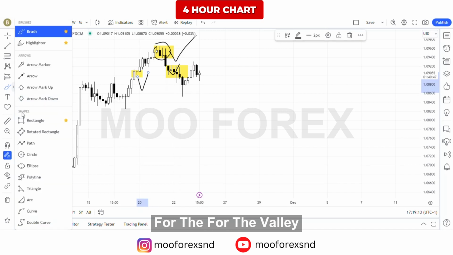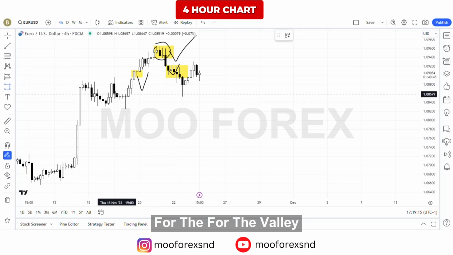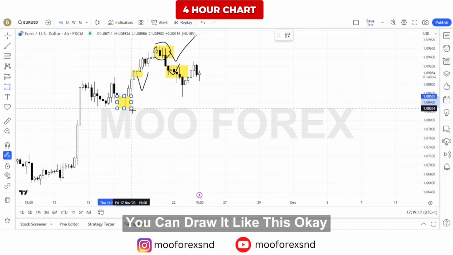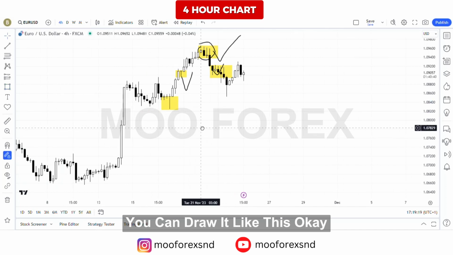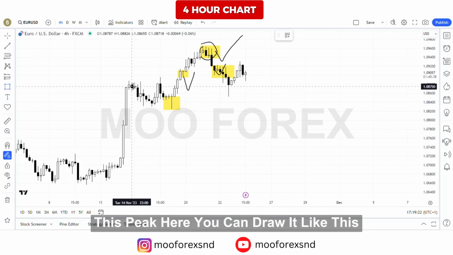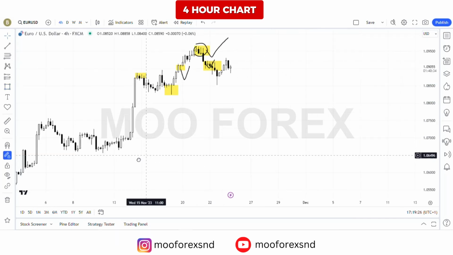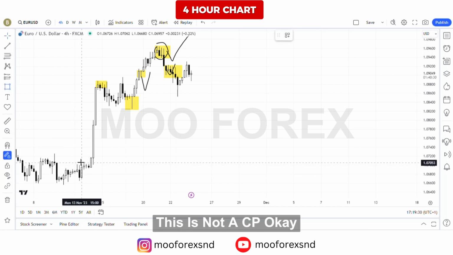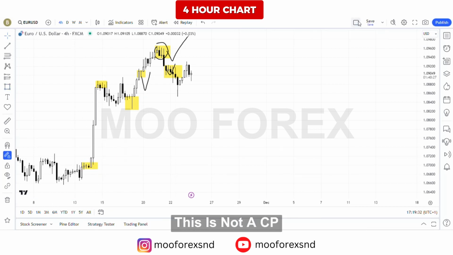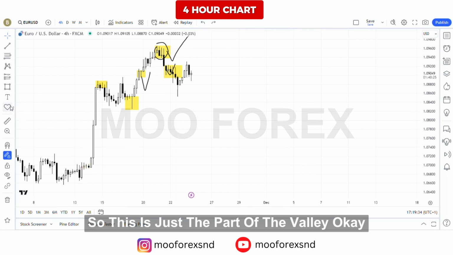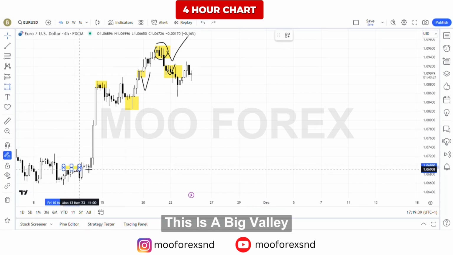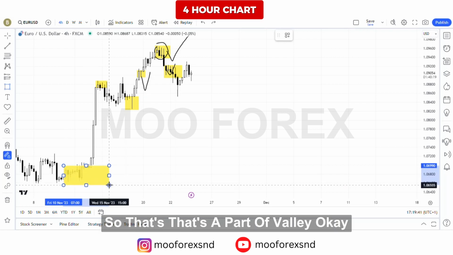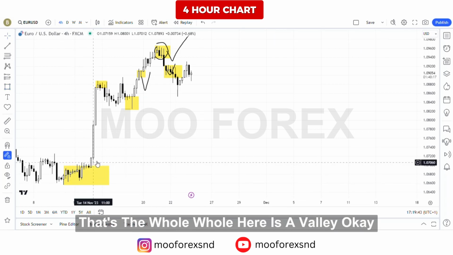For the belly, you can draw it like this. This peak here, you can draw it like this. Many people make a mistake here. This is not a CP. This is just a part of the belly. This is a big belly peak. The whole thing here is a belly.